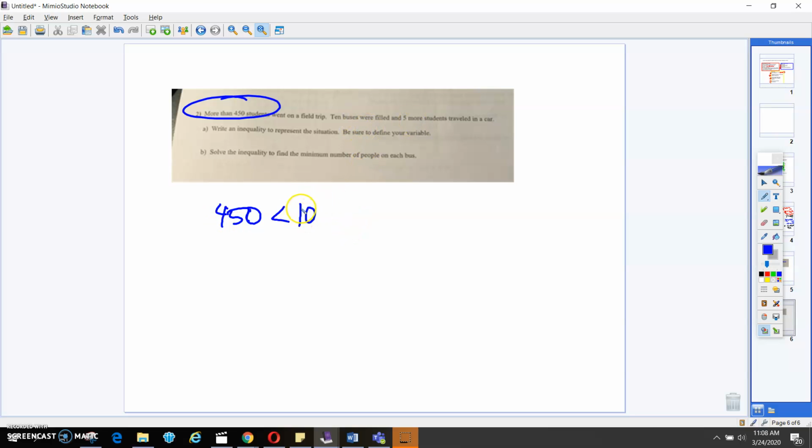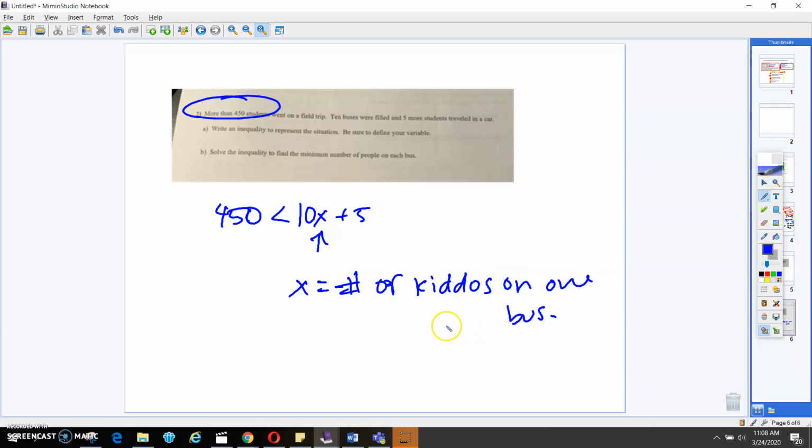10 buses were filled, so we got 10 times x. We don't know how many kids are on a bus. There could be 48, there could be 2. And then you've got 5 more kiddos chilling in the car. So x would represent the number of kiddos on one bus. Good. Now we've got to solve for the minimum number of people on each bus.